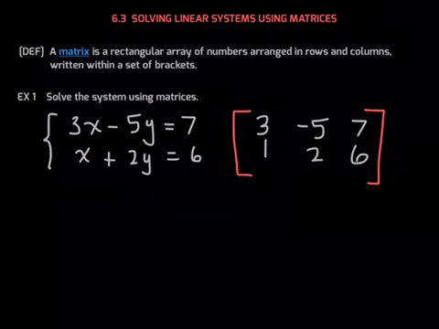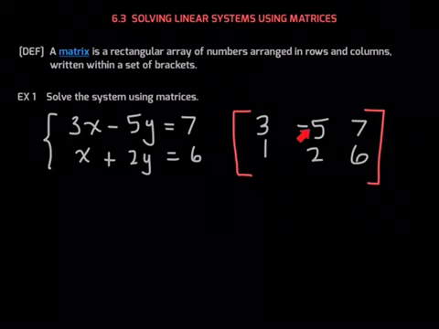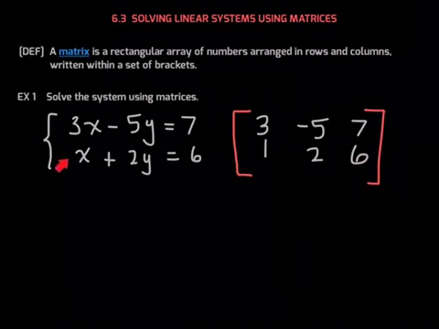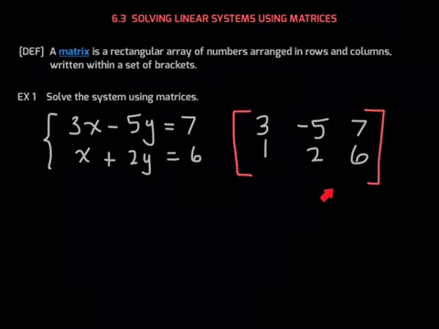And of course, you can go the other direction as well. If I give you a matrix like this, 3 represents the coefficient of x, -5 represents the coefficient of y, and 7 is your constant term. The same thing for the second row. So you can read this as 3x minus 5y is equal to 7. Down here, 1x plus 2y is equal to 6. Our goal is to solve this system, that is, to find the point of intersection of the two lines using matrices. Now, our goal is to rewrite this matrix in a special form called reduced row echelon form.